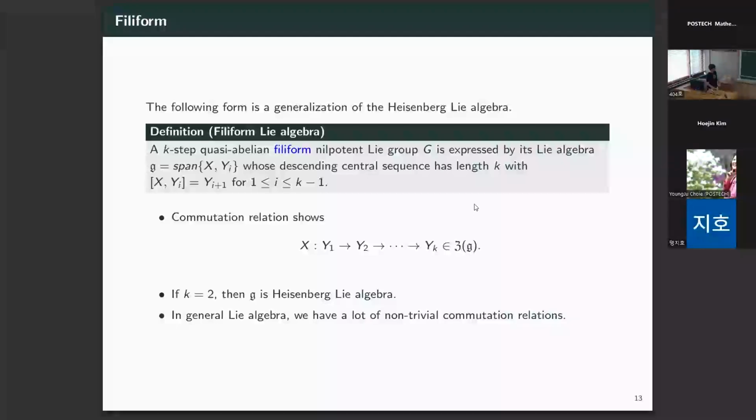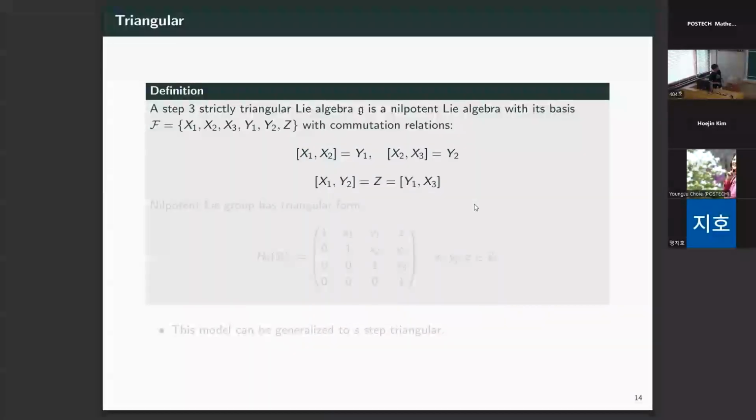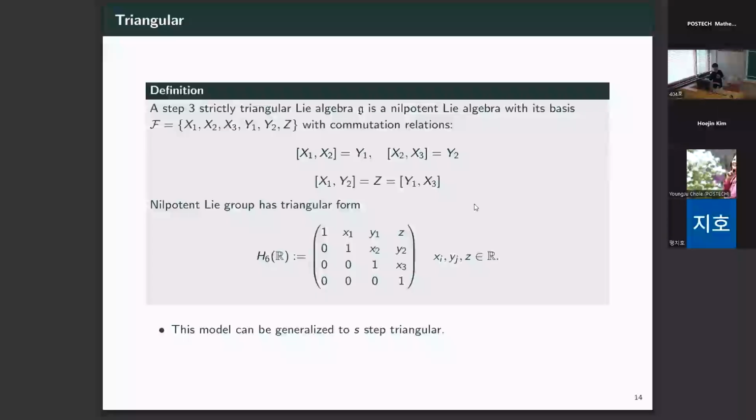But in the general case, in general manifolds for the algebra, the bracket is much more complicated. So these are just easy examples. So this is triangular, but we already know triangular matrices. So this is not interesting.